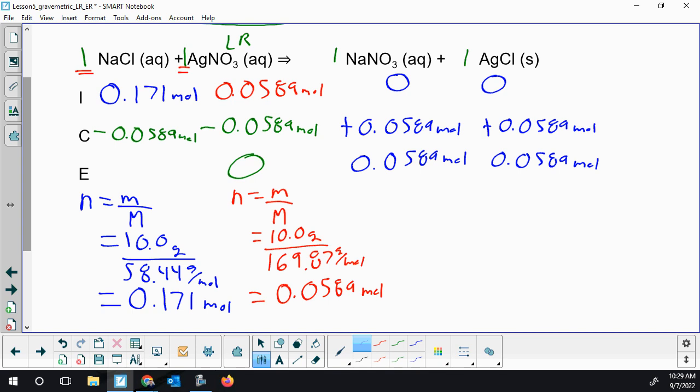The only thing I didn't fill in was the end amount of extra sodium chloride. So this is our excess reagent. You might get asked how much excess reagent is left over. And you just take the I and, in this case, subtract away the C.